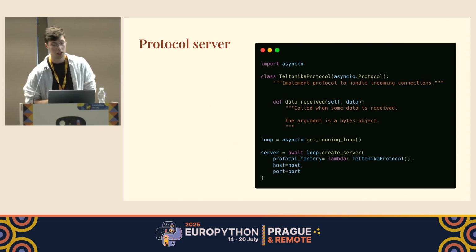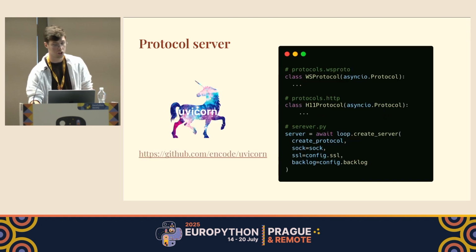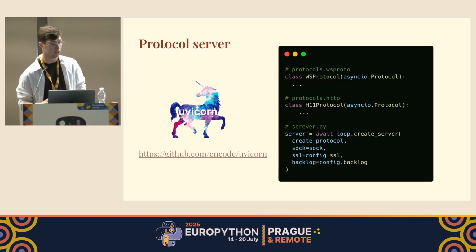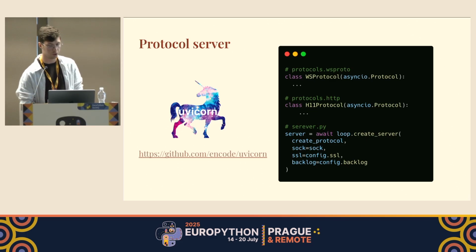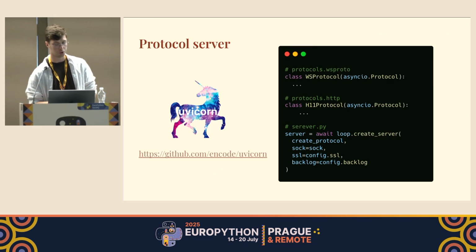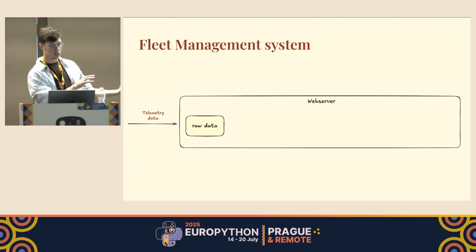callback-based API. Whenever some data is received, our data_received method is called with the parameter data. Nice. And it is implemented the same way in Uvicorn, which you might have heard of, for implementing your HTTP web server. If you look at the source code, you can see quite a similar approach implementing the WebSocket protocol support and support for HTTP protocol version 1.1. Good. So now we receive the telemetry data.